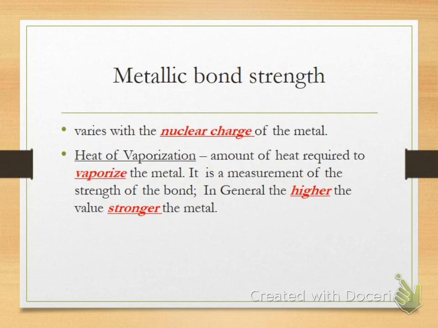Metallic bond strength varies with the nuclear charge of the metal. Your heat of vaporization is the amount of heat required to vaporize the metal. So you would expect that to be pretty high, right? It takes a lot of heat to vaporize a metal. And it is a measurement of the strength of the bond. In general, the higher the value, the stronger the metal. In general.